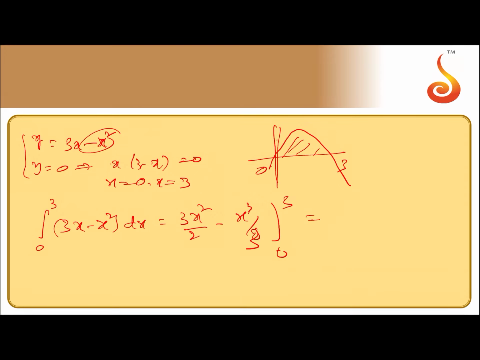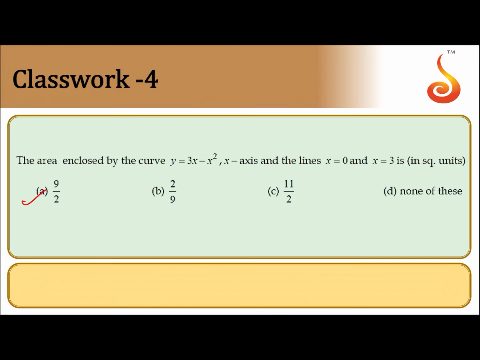Yes, of course. Zero substitution. 0, 3 means 3 3s are 9, 3 3s are 27, by 2 minus 27 by 3. So 27 multiplied by 1 by 6. So 3 9s, 3 3s, 3 2s. So the answer is equal to 9 by 2, the first one.